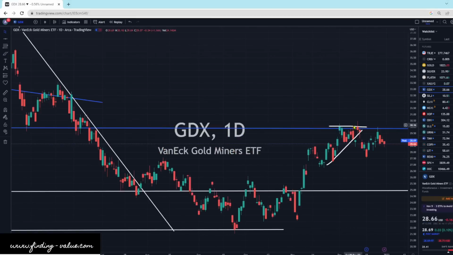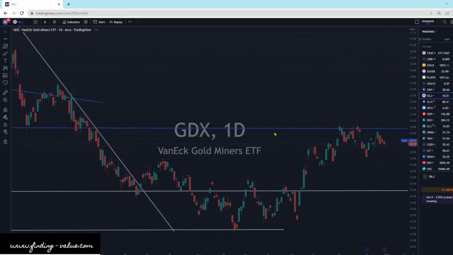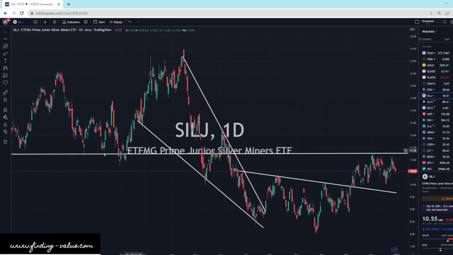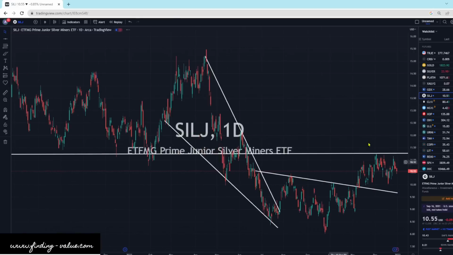If I were to kind of take this out of here, we've come back and we're just basically moving sideways for GDX. SILJ down 0.85%. Again, it doesn't look bad. We're just tracking sideways in it underneath a resistance line.